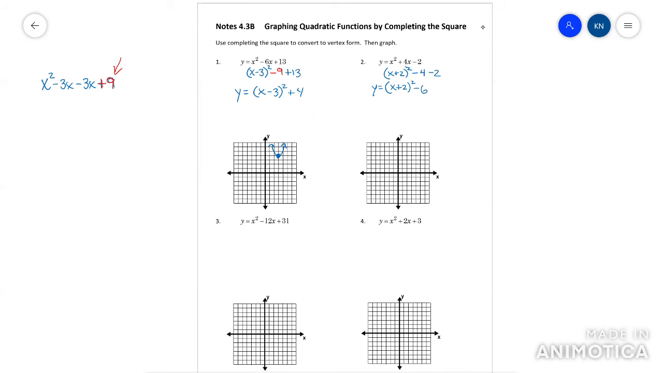So this is a quadratic with the vertex -2, -6. Looks like it's about here. And then an a value of +1. So this looks something like this.